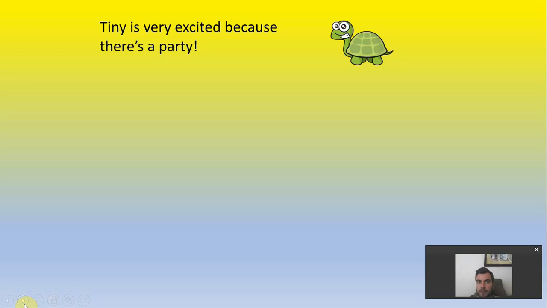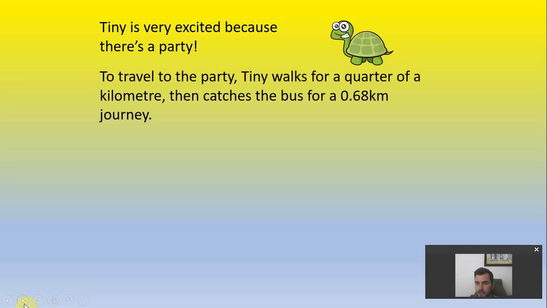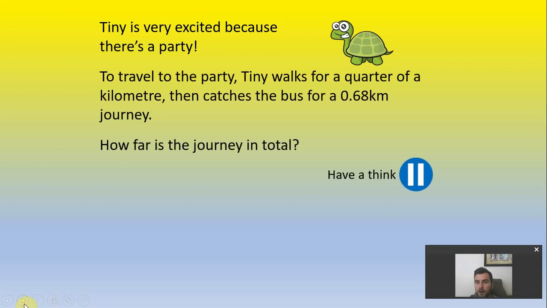Tiny is very excited because there's a party. Lucky Tiny. To travel to the party, Tiny walks for a quarter of a kilometre, then catches the bus for a 0.68 kilometre journey. How far is the journey in total? So now we're going to apply our knowledge from the start of the lesson to have a go at adding decimals to solve a word problem.